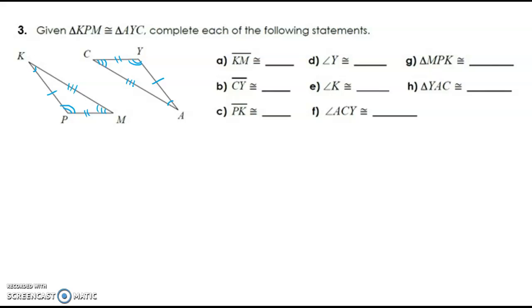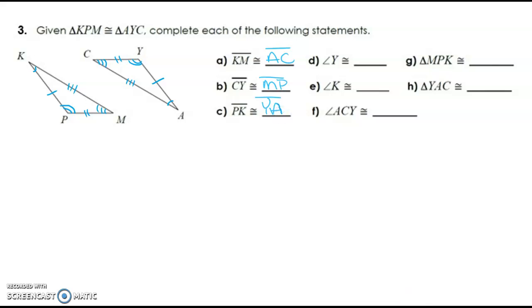So let's look at this first one. We want to know what KM is congruent to, and since we've already marked it, we can tell that KM is congruent to AC. Okay? B, same thing, we've already marked this, so the length CY is congruent to MP, or PM, however you want to label it is fine. And then part C, PK, that side length is congruent to YA.